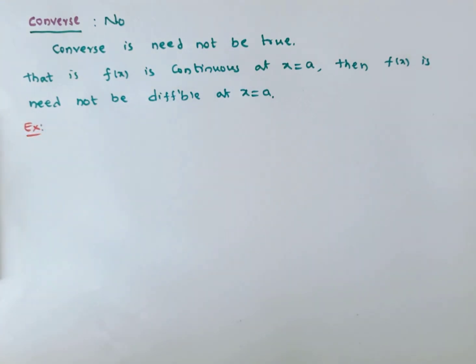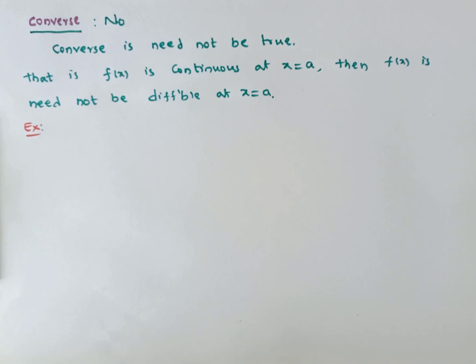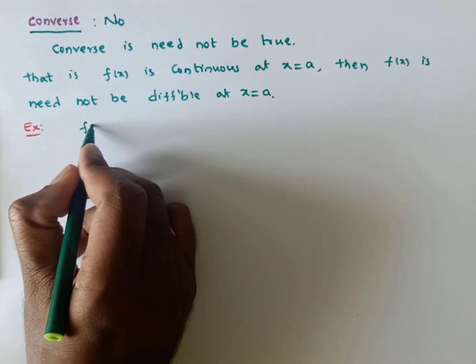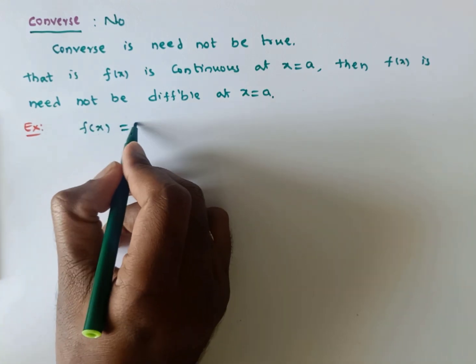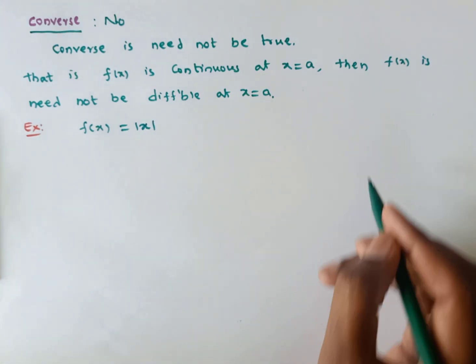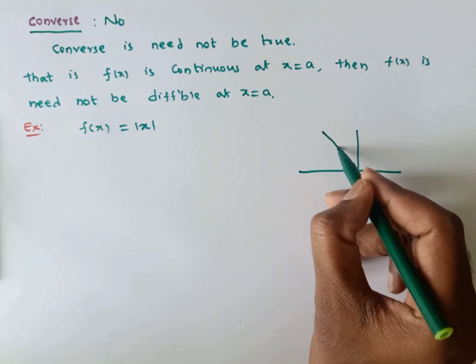So the counter example for this: the question said justify your answer, so we need to justify our answer. Since we are saying no, we must give an example showing it is no. So for example, let us consider the well known function, modulus of x. Here f of x equals mod x, right? You know the definition of mod x, and we know the graph of mod x. The graph of mod x is like a V shape.